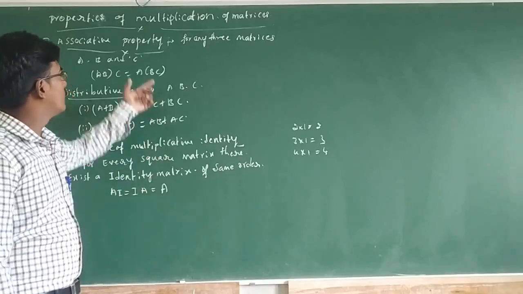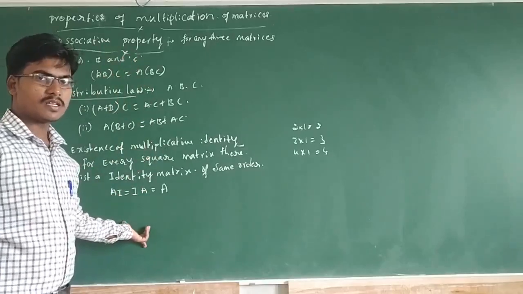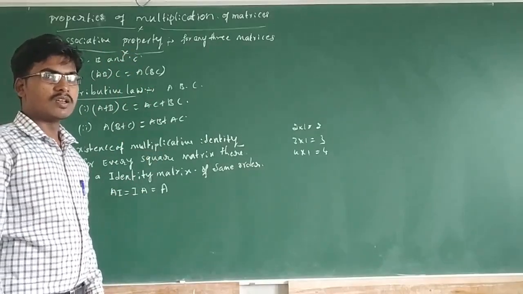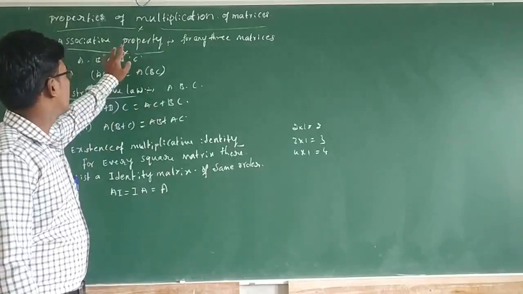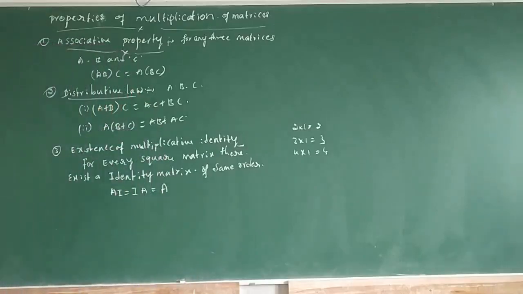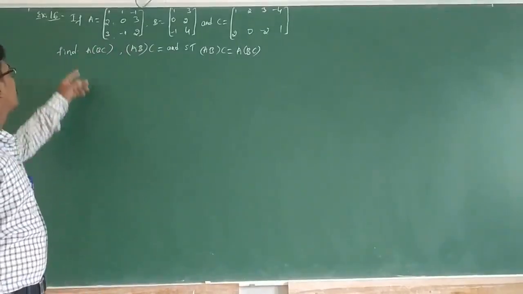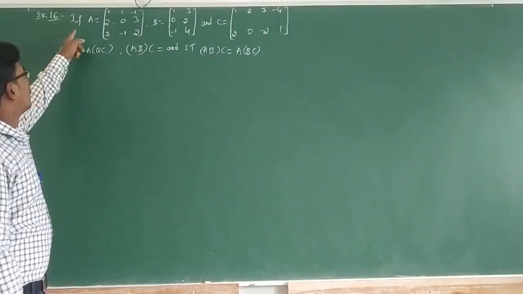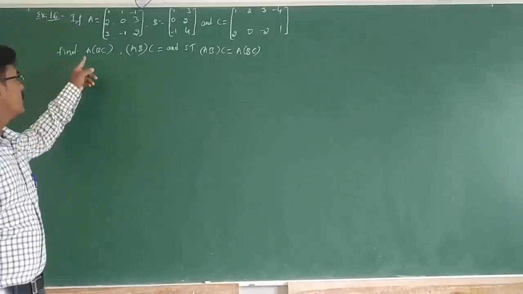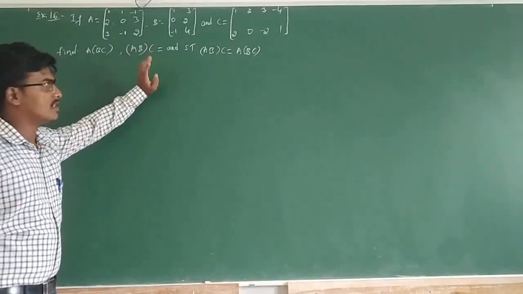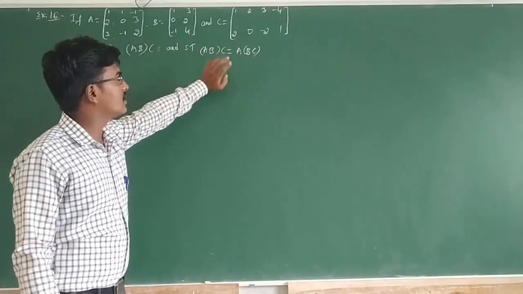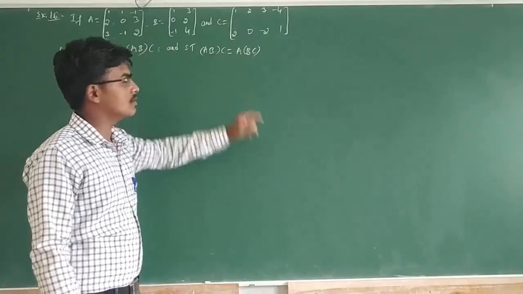On the basis of this property, we discuss some problems from your NCERT textbook. Take down the problems. Now, Example 16 from the NCERT textbook. Given matrices A, B and C, we have to find A of BC, and then AB of C, and show that AB of C is equal to A of BC.